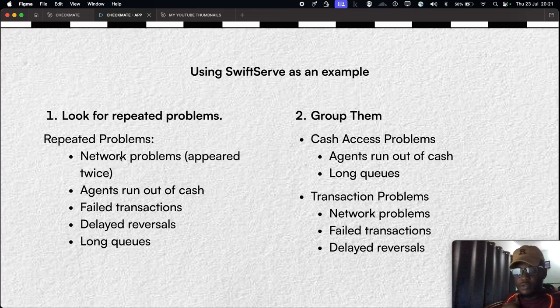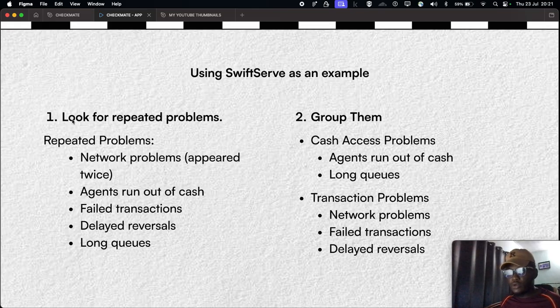Realize that network problems, remember, being the highest, appeared twice out of the three people that we sent this Google form to. We also realized that agents run out of cash. We also realized there were people who complained about failed transactions, delayed reversals, long queues. So in essence, this is how you can easily analyze a response. Number one, look for a repeated problem. Number two, you group them. Now you have found the repeated problems, what you can do is group those problems, put them into different categories.